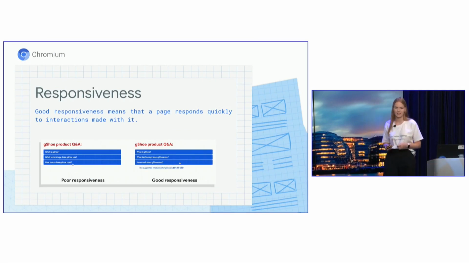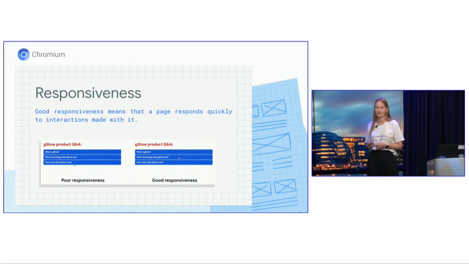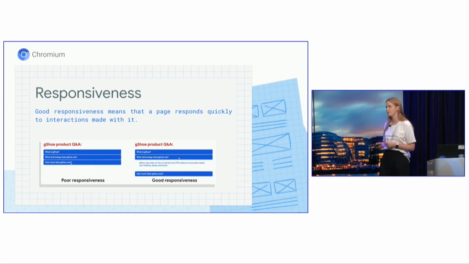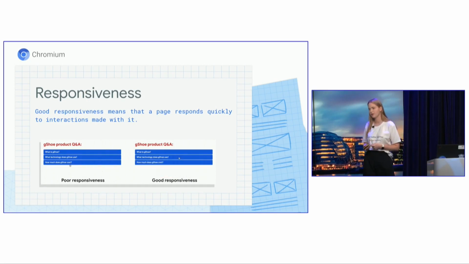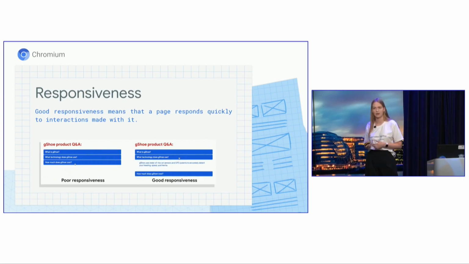So responsiveness can mean anything, right? I mean, in our context, we have heard responsiveness so many times. But in this context, in web, responsiveness means understanding how fast a web page responds to user input. For example, when I try to open a menu, how long does it take for a web page before it appears to be doing something at all? Good responsiveness means that a page responds quickly to interactions made with it.